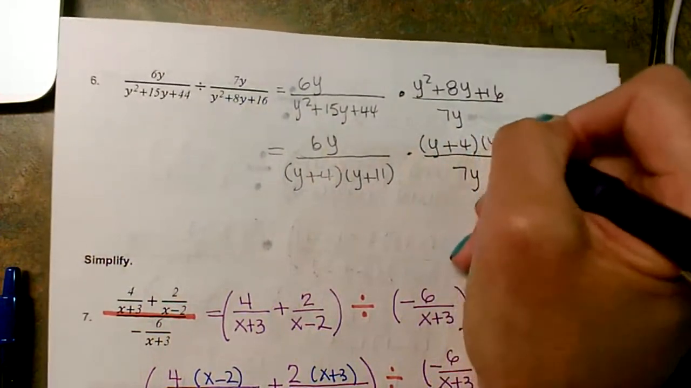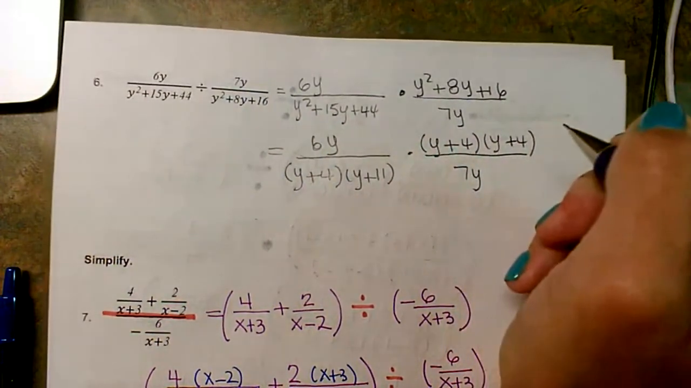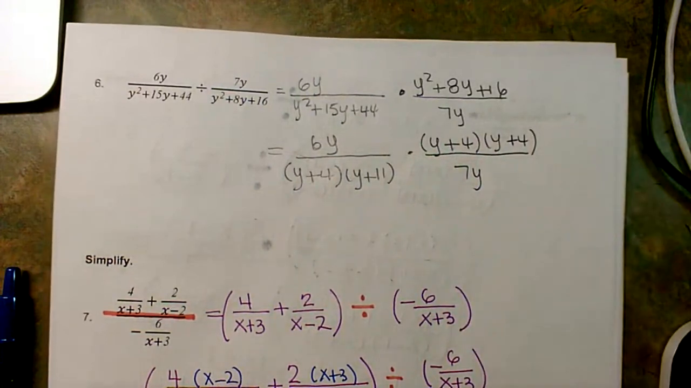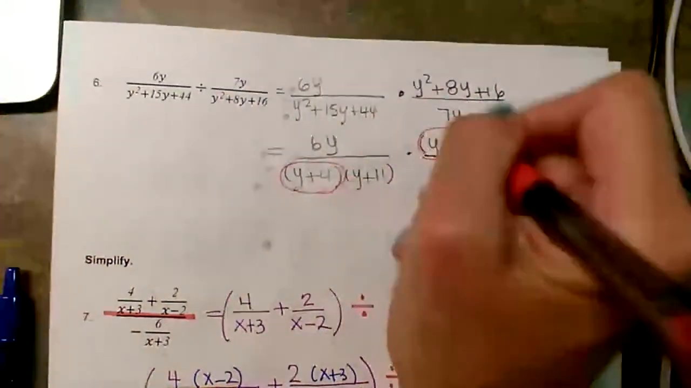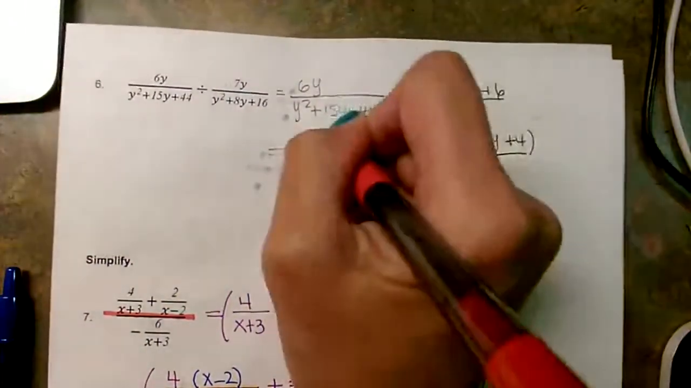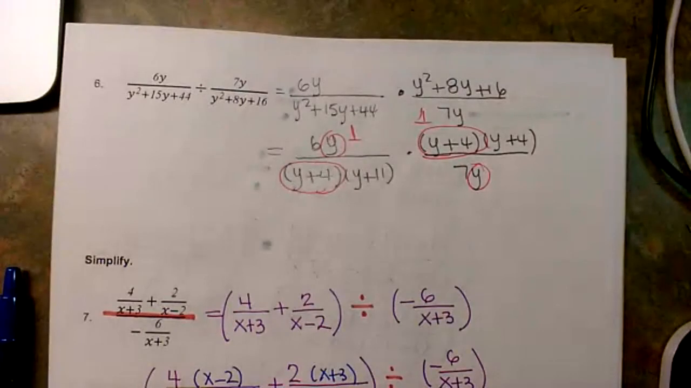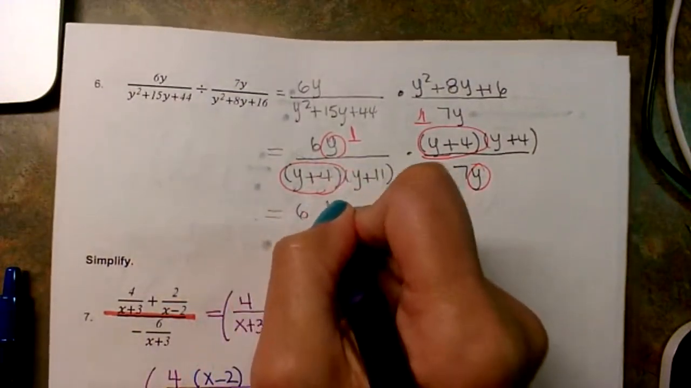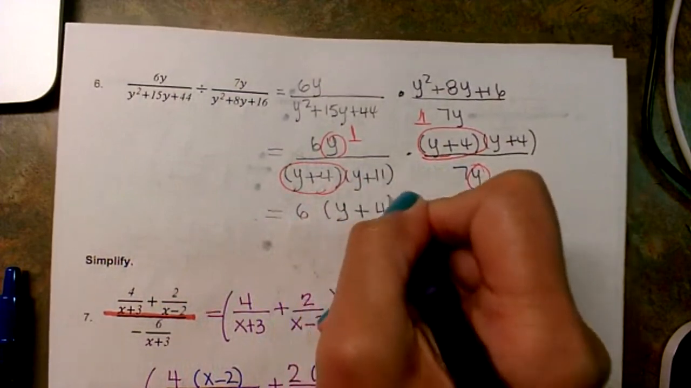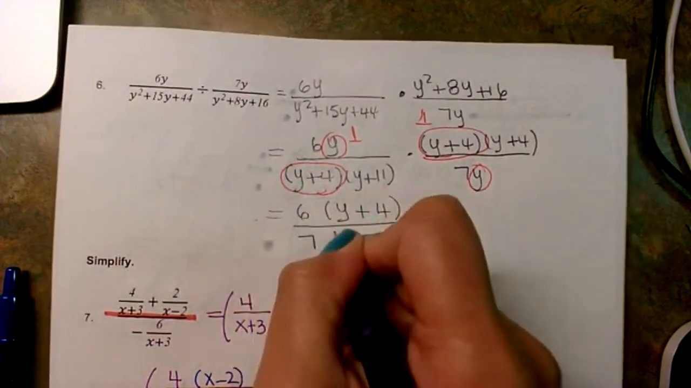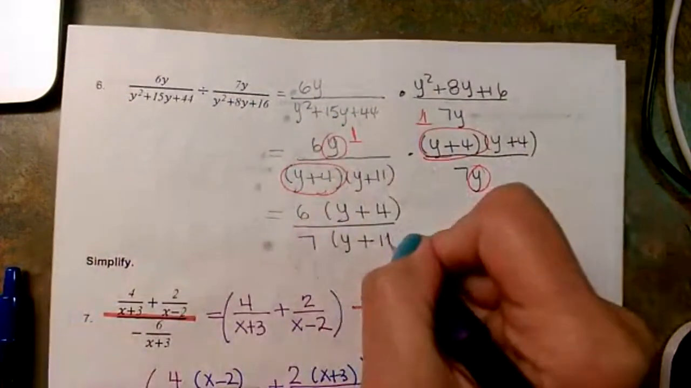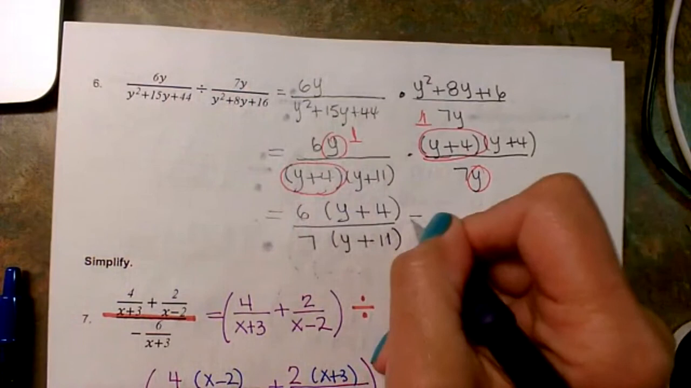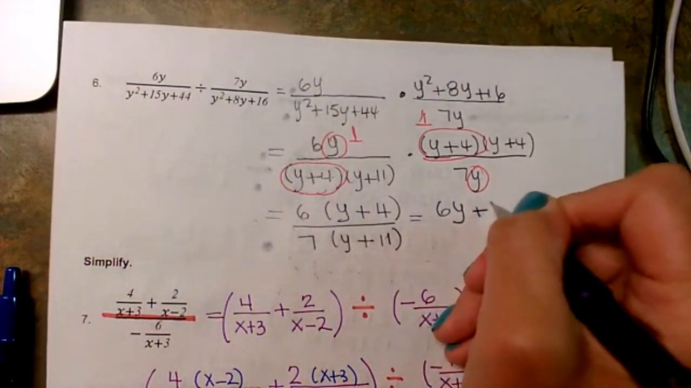That would be 4. So right here we're making a 1. Right here we're making a 1. So on the top I have a 6 multiplying y plus 4, and the bottom I have a 7 multiplying y plus 11. And we have to distribute this.